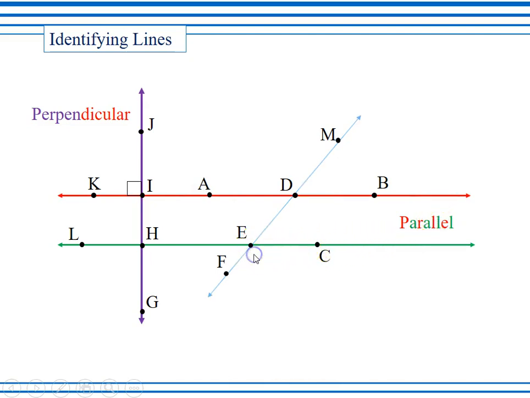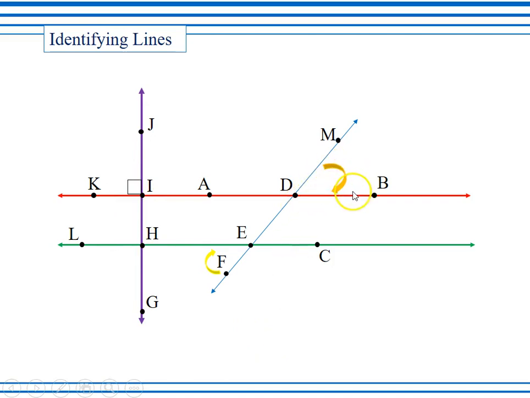And then we have the blue and the green, which are intersecting lines. Also, the blue and the red are intersecting lines. In fact, the perpendicular lines are both intersecting as well. The purple and the red intersect, and the purple and the green intersect.